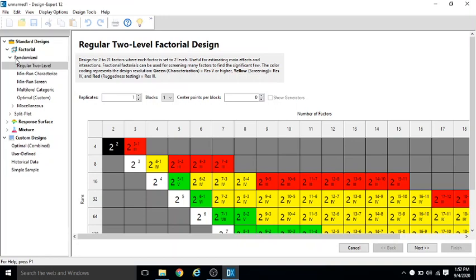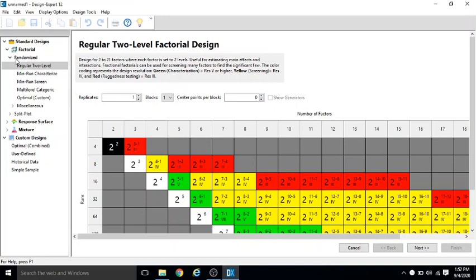Before using this particular software, you must remember which is the most suitable design for your experiment or for your purpose. The two main purposes for using this particular software are that either you want to screen your factors, you want to select the most significant factor out of various factors, or you can go for the optimization of your experimental data.